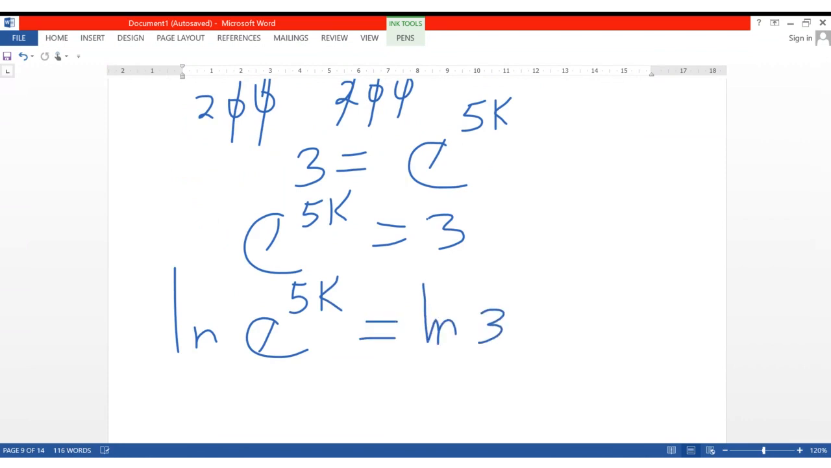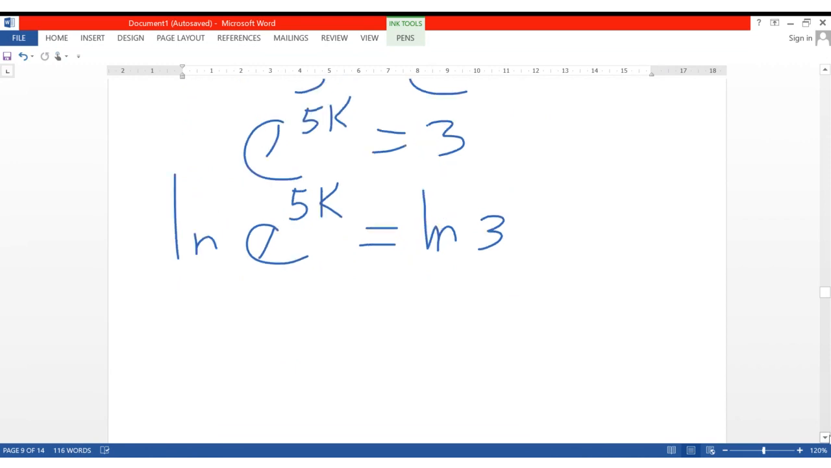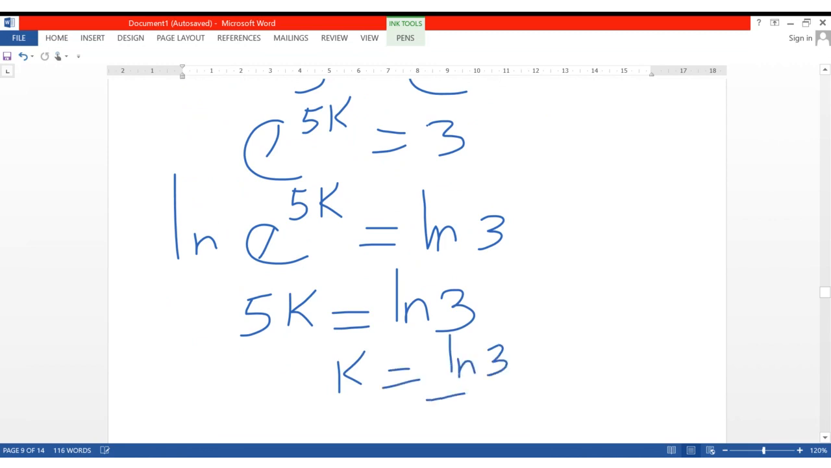And we said ln exponential. When you have ln and exponential, you'll end up with only the power. So you'll end up with 5K this side, and then ln 3. So K will be given by ln 3 all over 5. And go back to the calculator. ln 3 divided by 5. I'm getting 0.22. That's the value I'm getting.